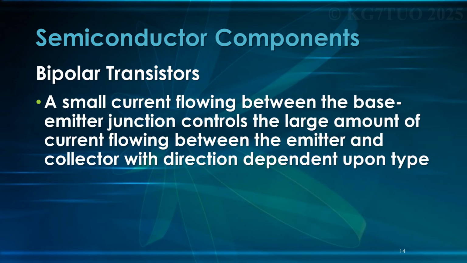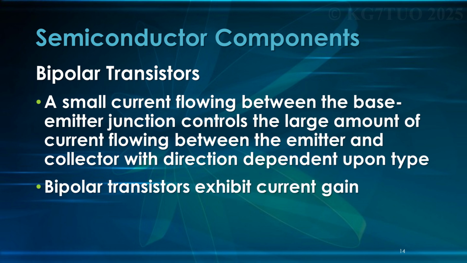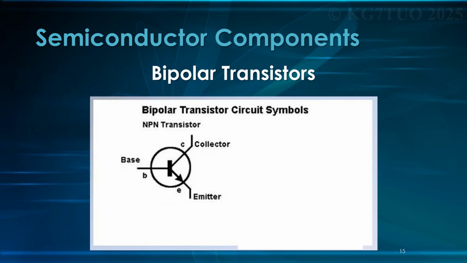Okay, bipolar transistors, a small current flowing between the base emitter junction controls a large amount of current flowing between the emitter and the collector. So it's like a valve. You can turn it on, you put a little more voltage, and it opens up the valve, and a little less voltage, it brings it down. So when you're modulating the signal with your voice, it goes up and down, and it creates modulation that we can put on the signal. Bipolar transistors exhibit current gain. And remember we talked about gain? That's when we increase something, is gain.